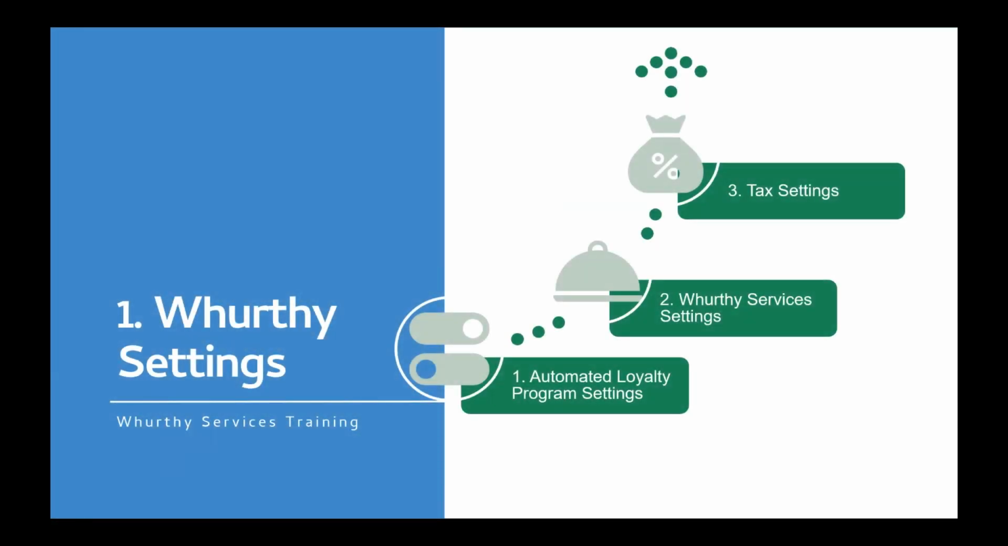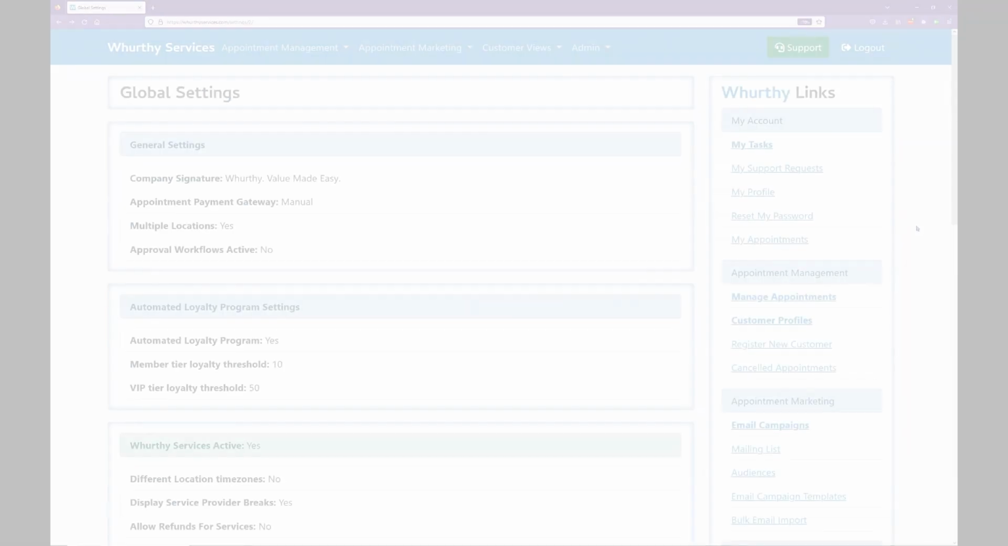In this first video, we're going to walk through Whurthy settings. We'll start by taking a look at the general and automated loyalty program settings. Then we'll review the Whurthy Services settings before finishing the review by looking briefly at tax settings.